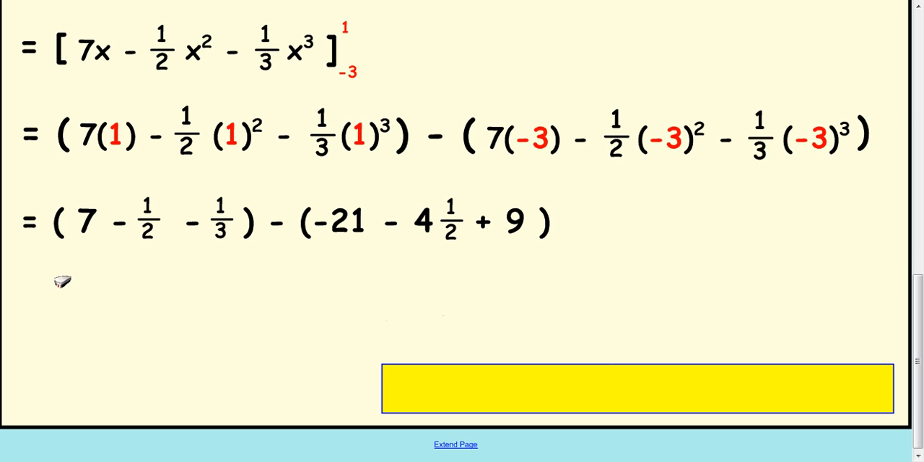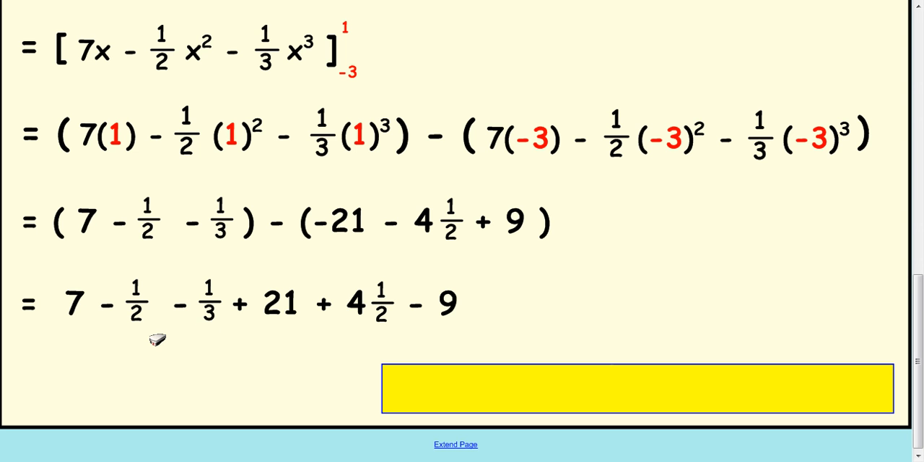So to work all this out, you could do a variety of things. You could change it all into sixths and do it that way. Or you could multiply the bracket out by negative 1. So 7 take away a half, take away a third, that's going to get to plus 21, plus 4.5, and take away 9.